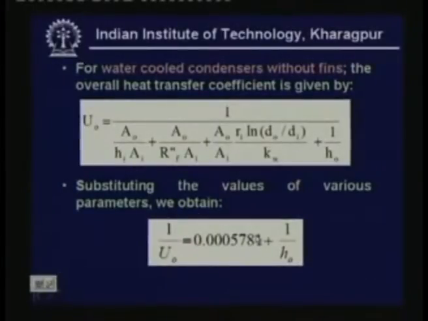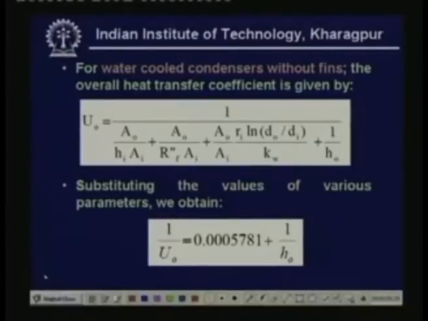Before that, for water cooled condensers without fins, the overall heat transfer coefficient is given by this formula. This also I have explained in the last class. As you know, this is the convective resistance of the inside, this is the fouling resistance on water side, this is the resistance offered by the wall, and this is the external resistance. Now everything is known to us because A naught and A i can be expressed in terms of diameters. So diameters are given to us, properties are also given, and this fouling resistance is also mentioned in the problem statement. So we know everything.